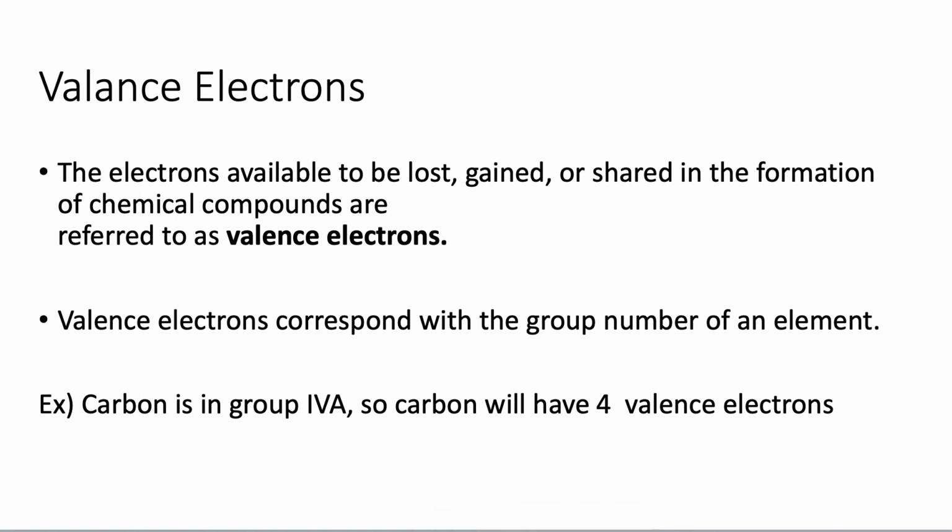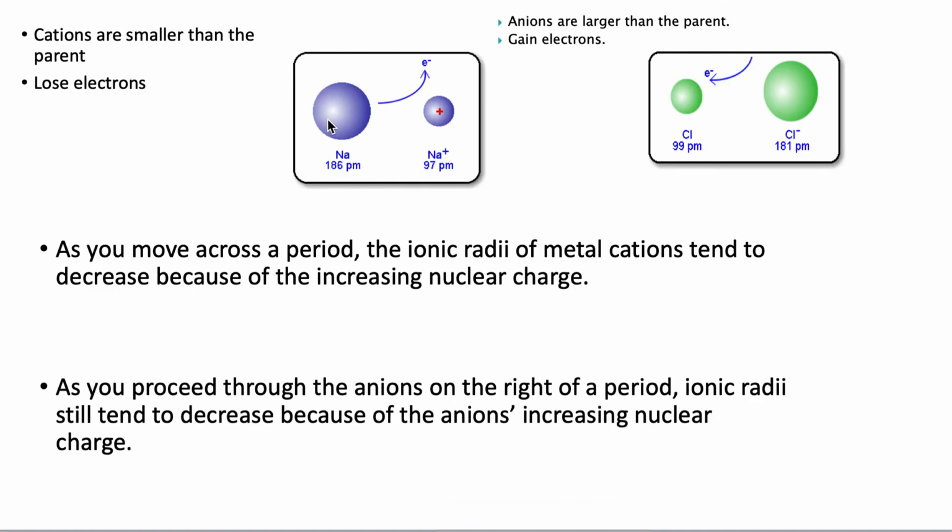Okay, so cations are smaller than their parent, right? Cations lose electrons. So if we had Na and Na plus 1, and the question said which one is bigger, it would be Na, the stable atom. Now, anions are larger than their parent. They gain electrons. So if the question asks which would be bigger, Cl or Cl minus 1, it'll be Cl minus 1 because anions are larger than their parent.